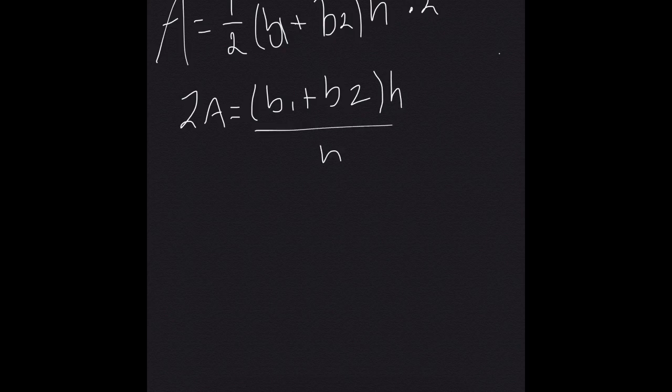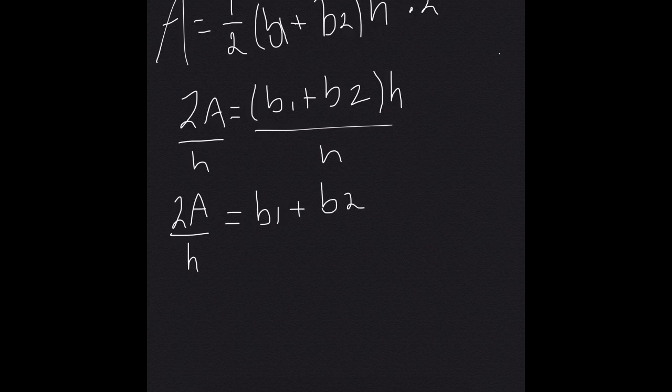Then we divide everything by h. So the h goes to the left side, so we isolate B1 plus B2. So it would be 2a over h equals B1 plus B2.